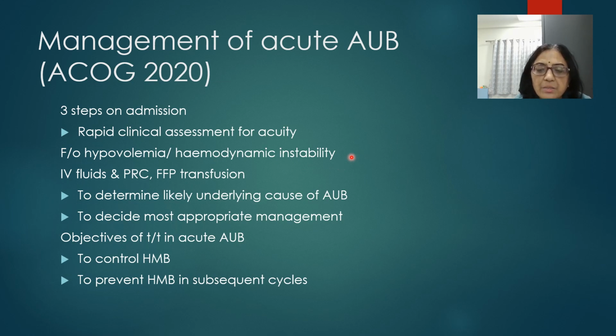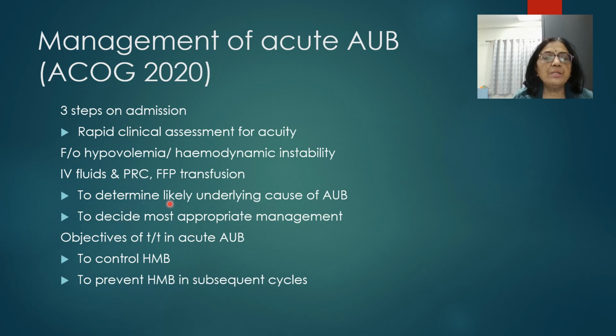We rule out pregnancy, as we have seen in the first slide. Any management starts with ruling out the pregnancy. One has to assess quickly, clinically, and the first aim is a rapid clinical assessment for acuity. That means how much is the instability, how much is the tachycardia, how much is the hypovolemia, that we need to see with a quick history taking and examination. And we start IV fluids, and if she has severe anemia we need to give PRC, packed red cell transfusion, and FFP transfusion.